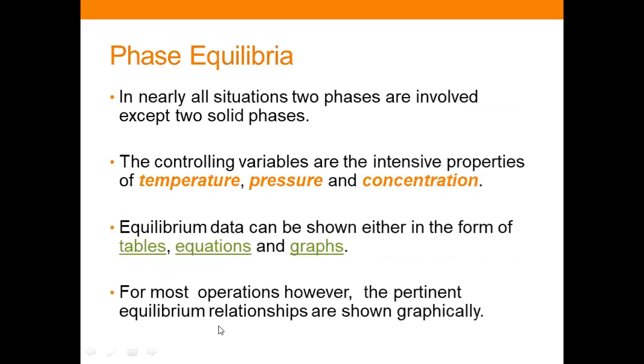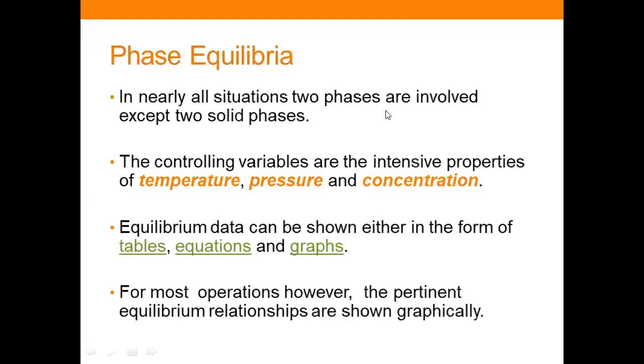In nearly all situations, two phases are involved except when we have two solid phases. So in here, when we speak of separation processes, we normally have two phases. Now, the controlling variables are the intensive properties: temperature, pressure, and concentration. So this controls the rate at which equilibrium is reached, or even the rate at which the transfer of mass is accomplished.